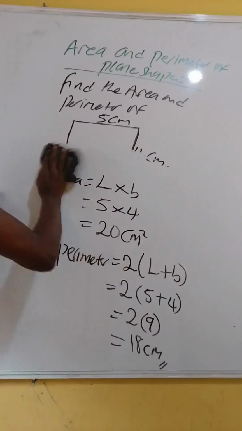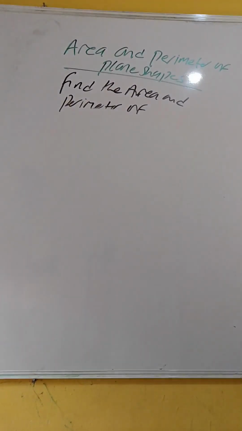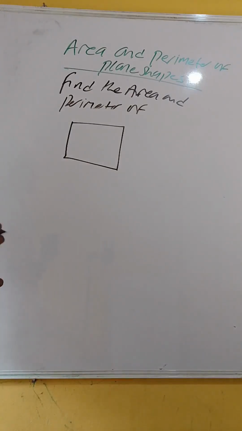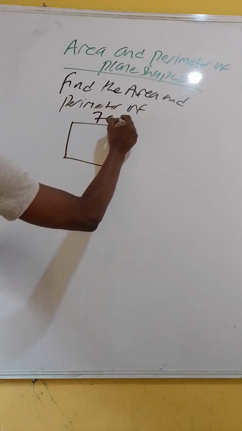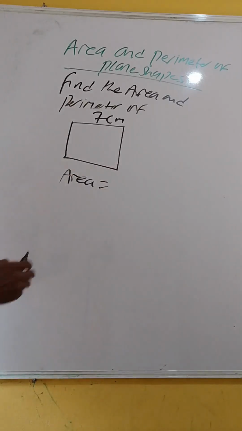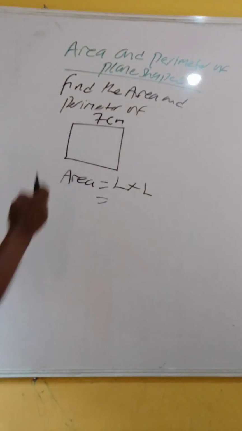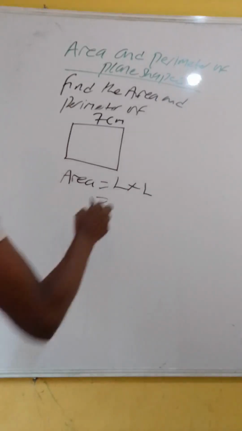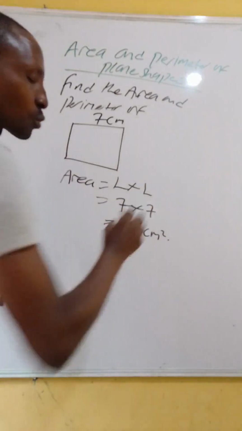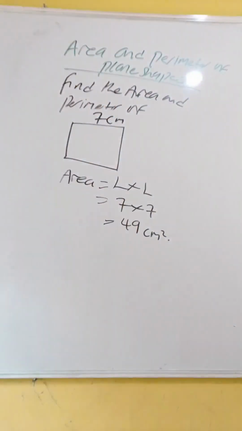Now let's take another one for a square. Let's see what happens to a square. Okay. Now this is the square. The same question. I'm asked to find the area and perimeter. This is 7 centimeters. So the area here is going to be length times length. They are all equal, 7, 7, 7, because the square has all sides equal. So 7 times 7 will give us 49 centimeter square. When you multiply centimeter by itself, you get centimeter square, just the way you do for any number.